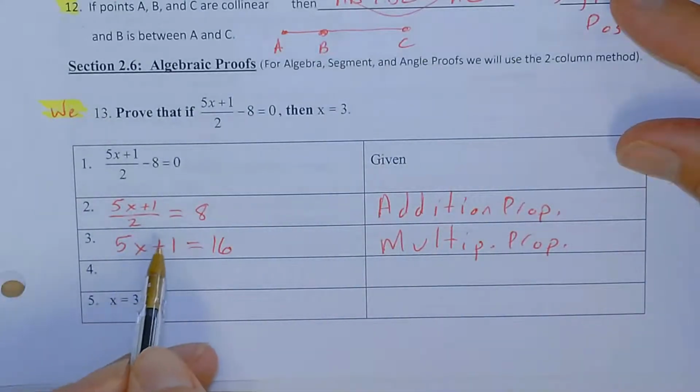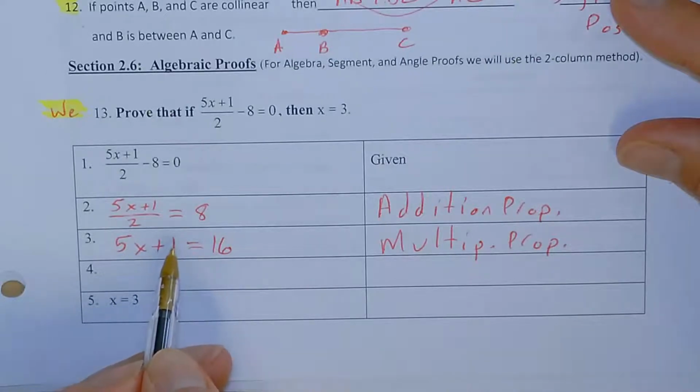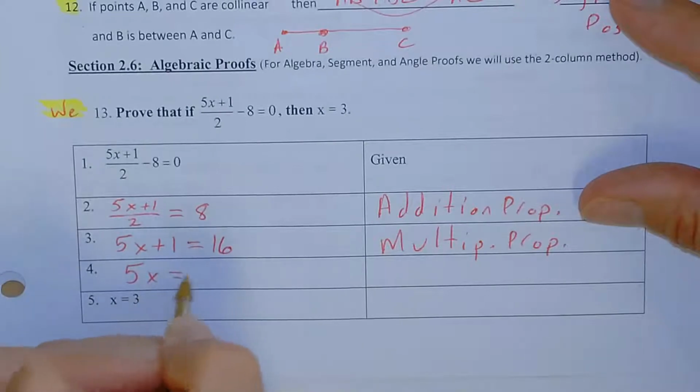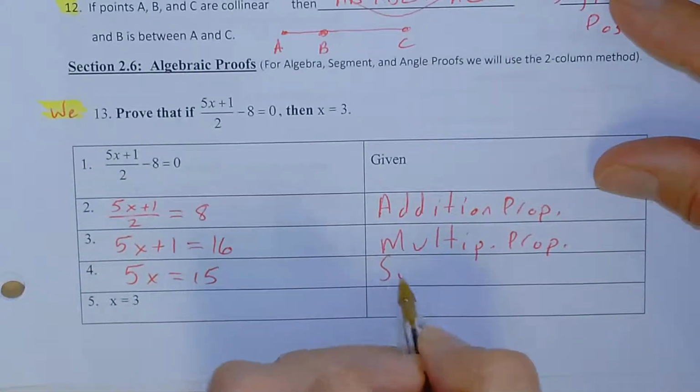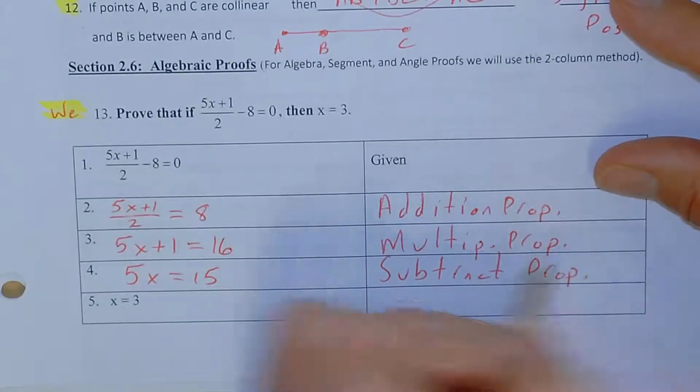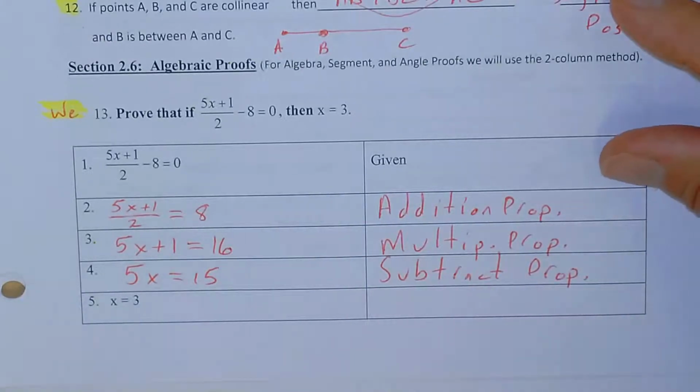Next, I'm going to move my 1. So to move my 1, I subtract 1. So I write the result once I subtract 1. I get 5x equals 15. That is called the subtraction prop. If you write sub, I won't know if you mean substitution or subtraction, so make sure you put enough letters that I know it's subtraction.